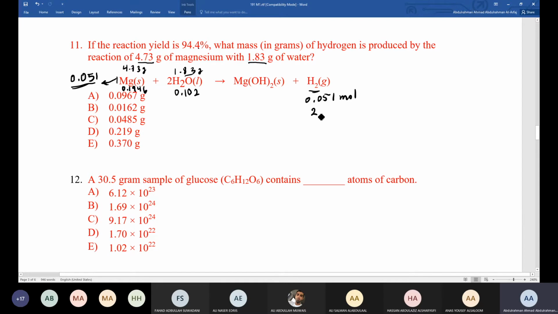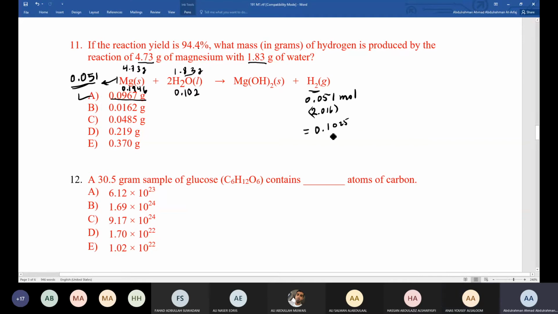Multiplied by 2.016. What's the answer? 0.1025. That's why I use the right significant figures, but this is the closest answer. Is this clear? Yes. Doctor, we need to find the actual. Oh, see, that's my mistake then.